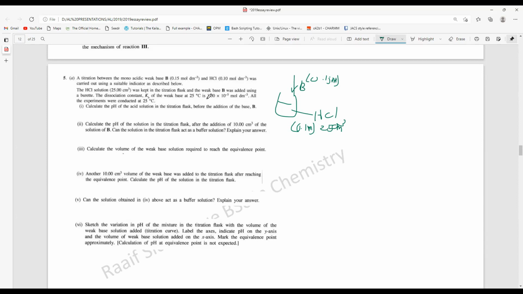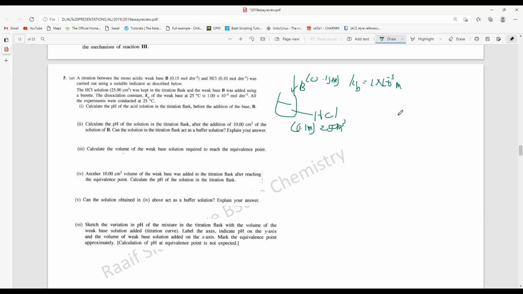HCl solution is kept in the titration flask. Okay, weak base is added using the burette, right? Kb for the weak base is given as 1 into 10 to the power minus 5. Like the Ka, they have also given the Kb. All experiments were conducted at 25 degrees Celsius. So calculate the pH of the initial solution.